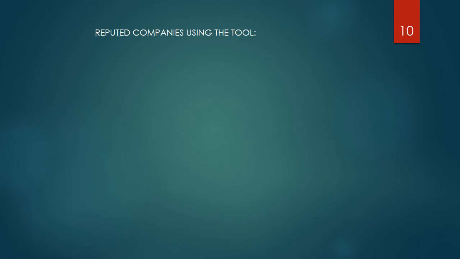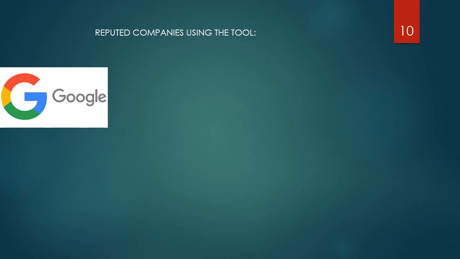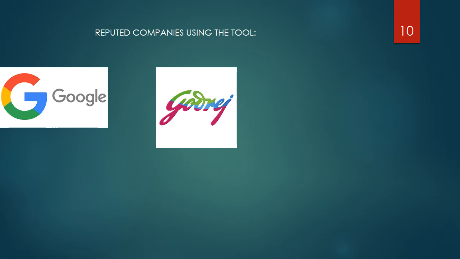Some reputed companies we have tried to simulate who are using SketchUp. First is Google. All the 3D images which you find in Google Maps are done using SketchUp. Godrej is one of the interior designer companies, which uses it. DSP is a company which does all interior designs.